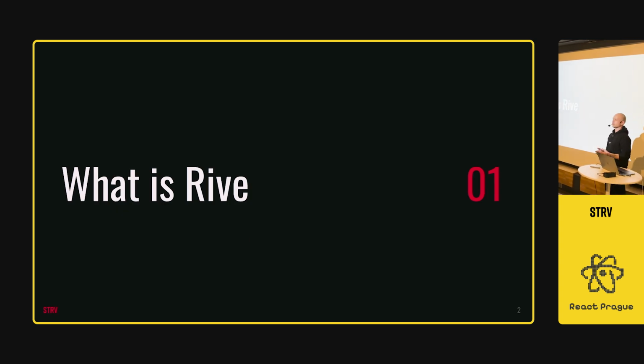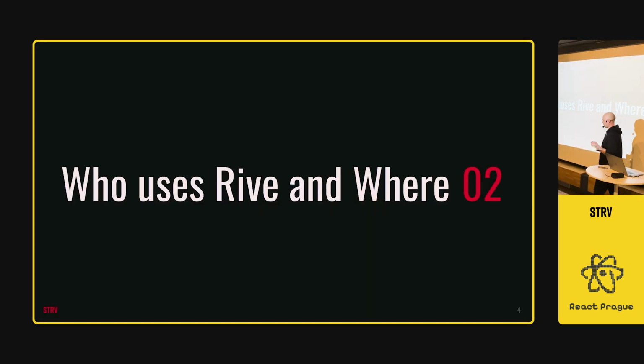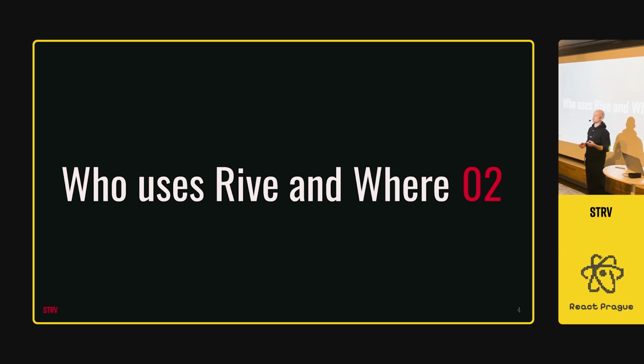First, what is Rive? Rive is an animating tool allowing you to create interactive animation and changing their states and behavior based on the user input. But before we dive into what Rive can do, let's first look at who is using it and where.